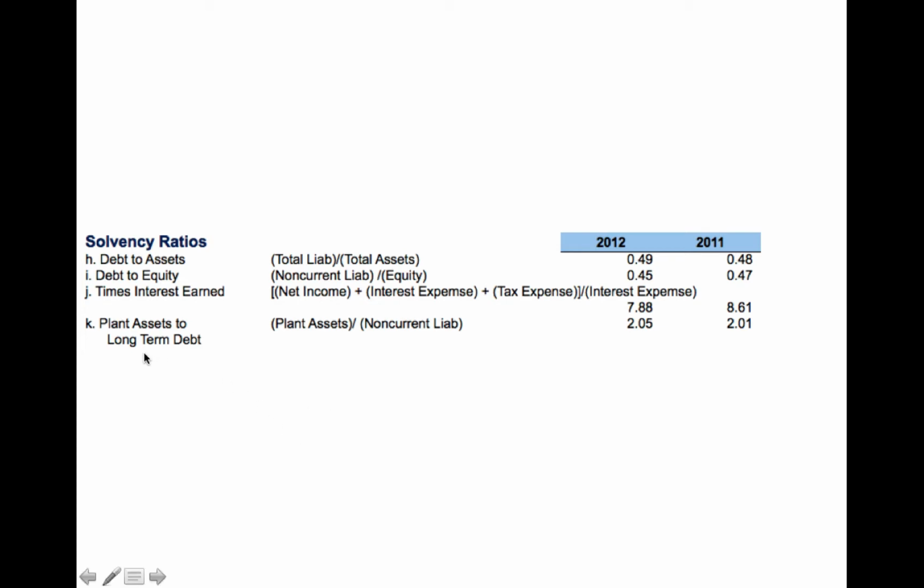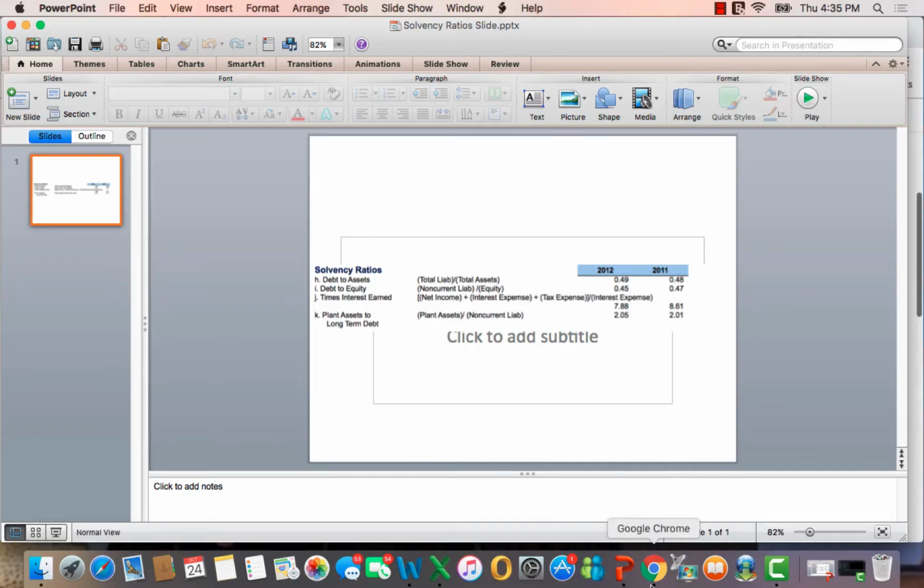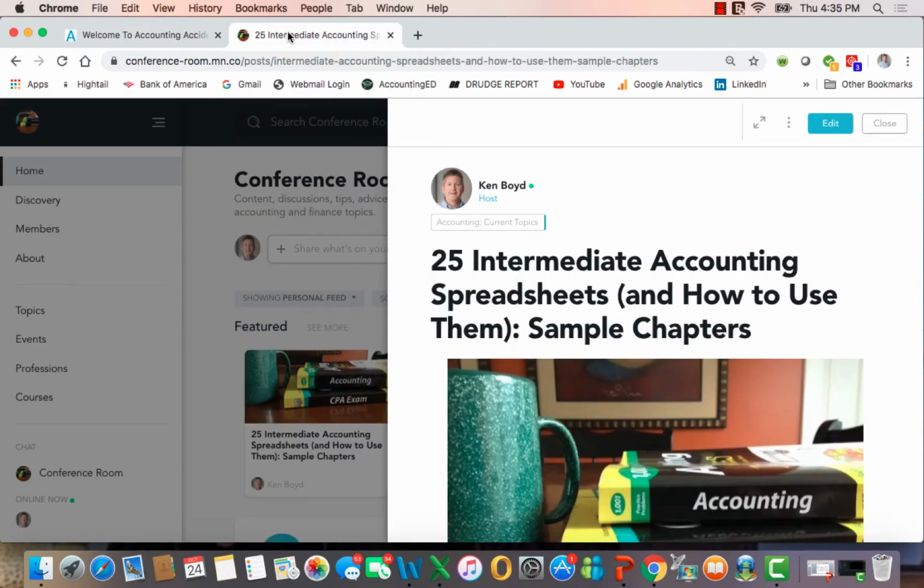The final ratio is plant assets to total debt, which looks at assets over debt, which is just another way of saying how much in terms of a multiple of assets do you have for every dollar of debt. So a bigger ratio here would be better. So those are some solvency ratios.